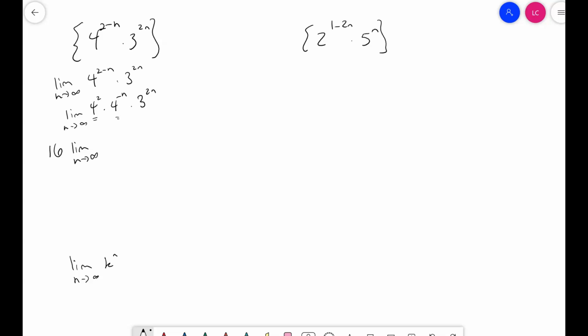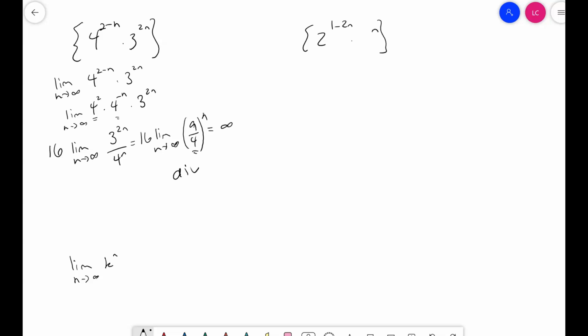Then I have 4 to the negative n, so I'm going to have this 3 to the 2n over 4 to the n. So what number is it to the nth power? That's what I want to check out. Here I would have 9 over 4 to the nth power. Since this number here is larger than 1, that means this equals infinity, so it diverges.